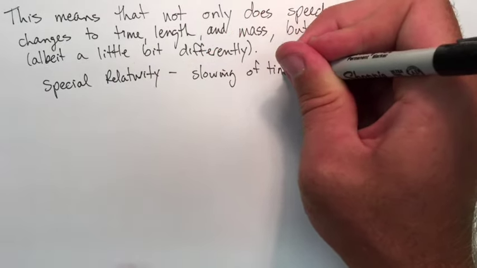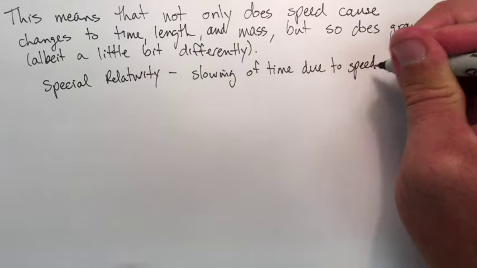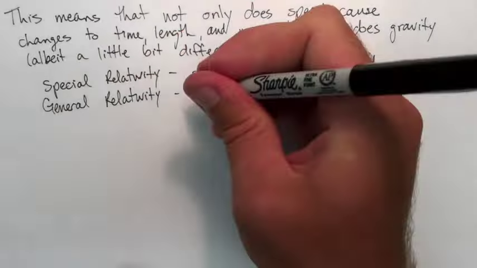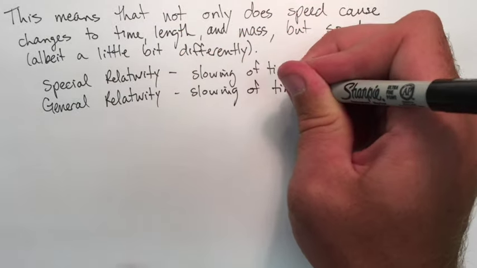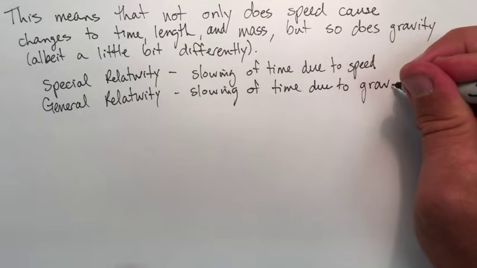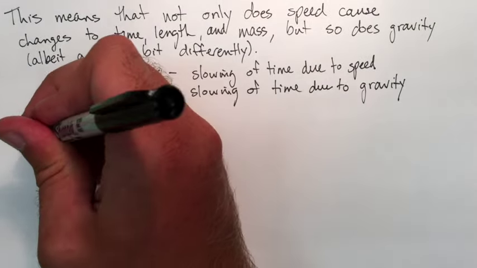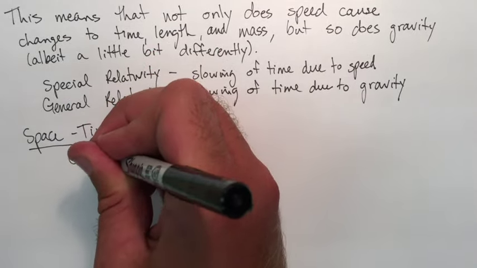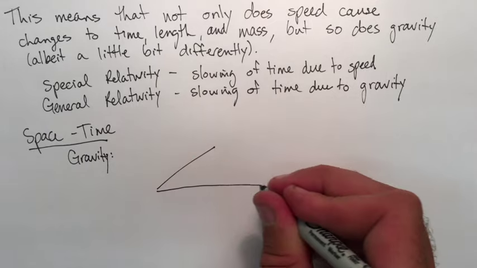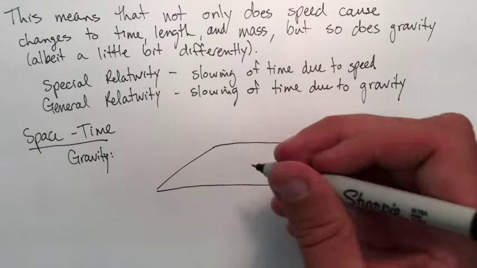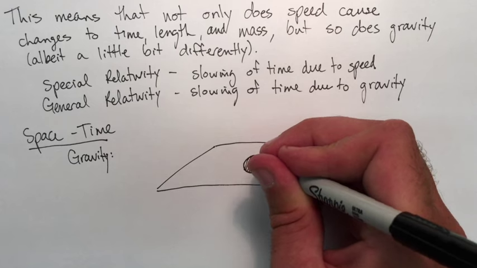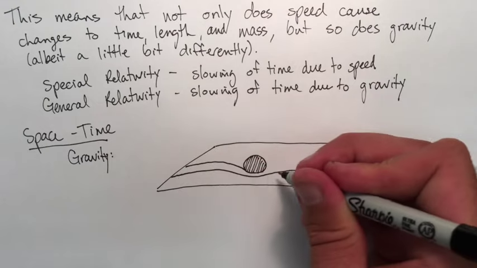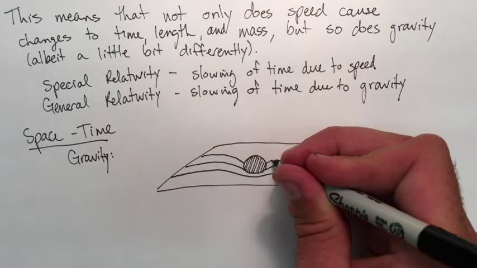So in summary, special relativity is the slowing of time due to speed. And general relativity is the slowing of time due to gravity. Quite often, you might see on Discovery Channel or other resources the depiction of gravity as something called the fabric of space-time. The way we like to show gravity is like a trampoline, where if we put a massive object on the trampoline it becomes warped.